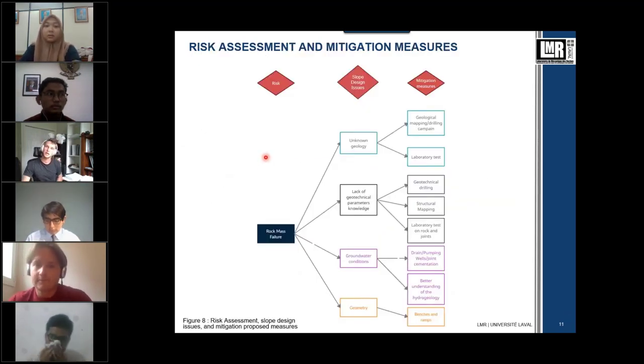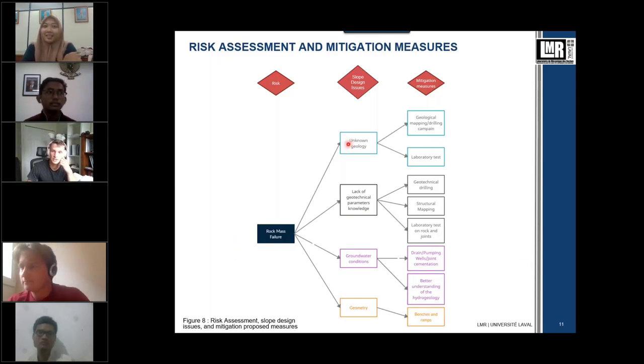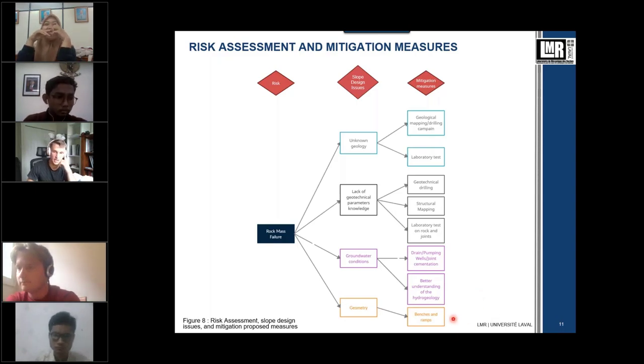So for the risk assessment and mitigation measures, the main risk of this work concerns the rock mass failure identified as the critical failure mode. Several slope design issues have to be considered with the proposed slope design. Geology, discontinuities, geotechnical parameters, and seismicity have to be investigated with the drilling campaign, structural mapping, laboratory tests, and some mapping of the geophysical investigation. This information is required to design the geometry of the slope at the bench and the interim scales.